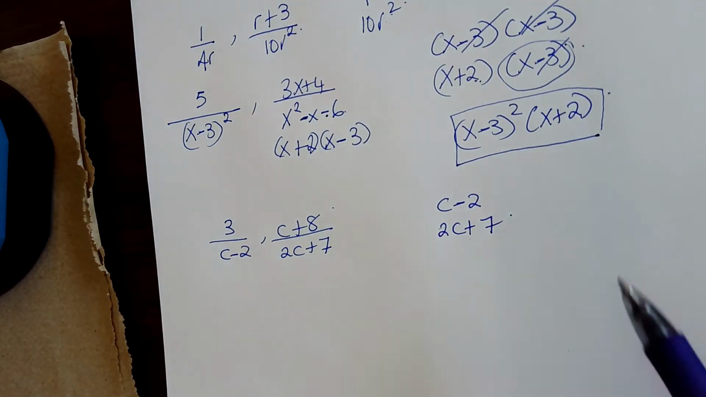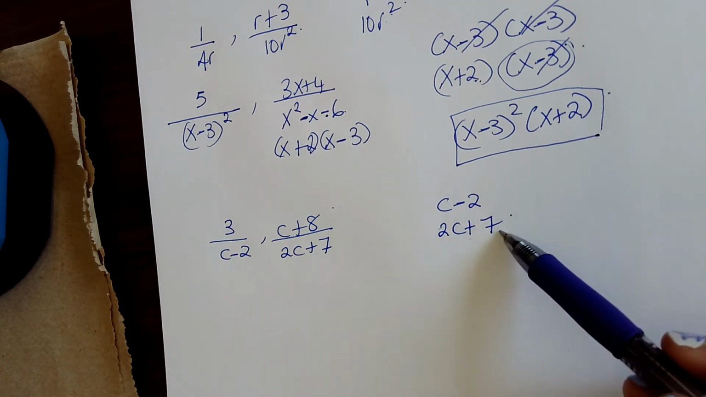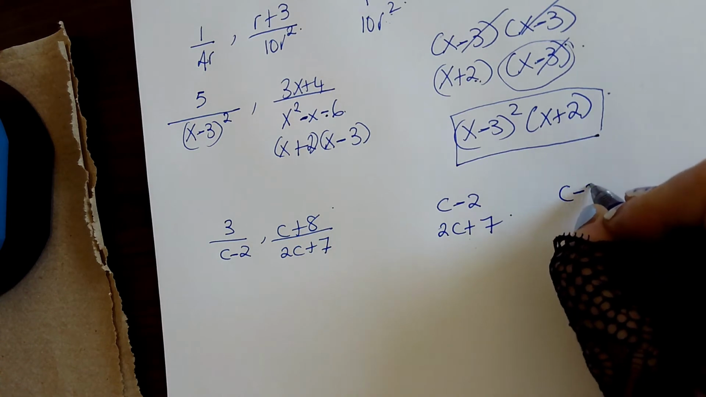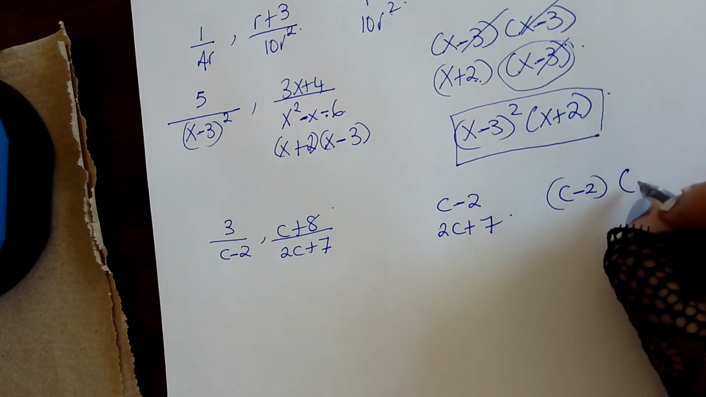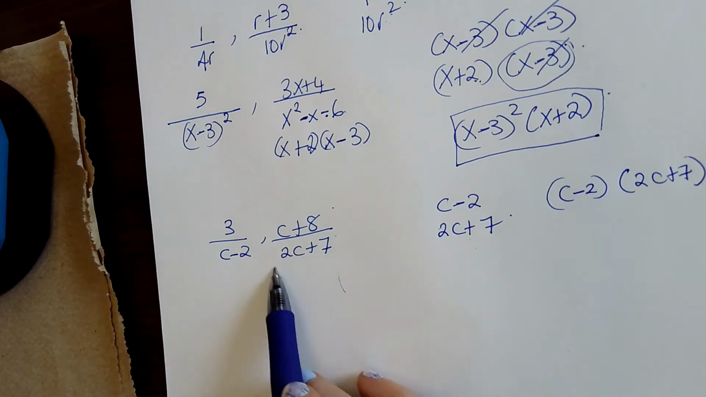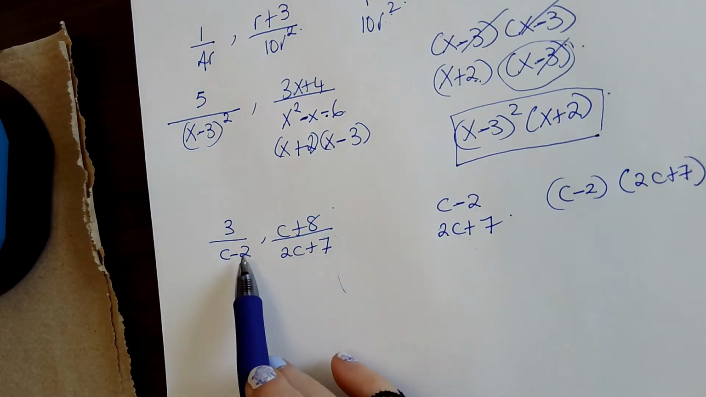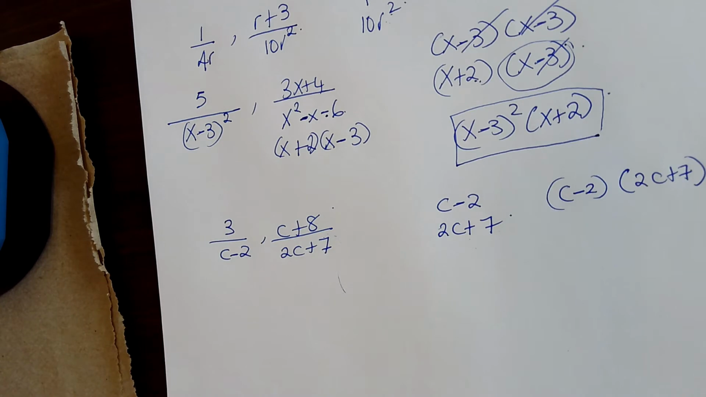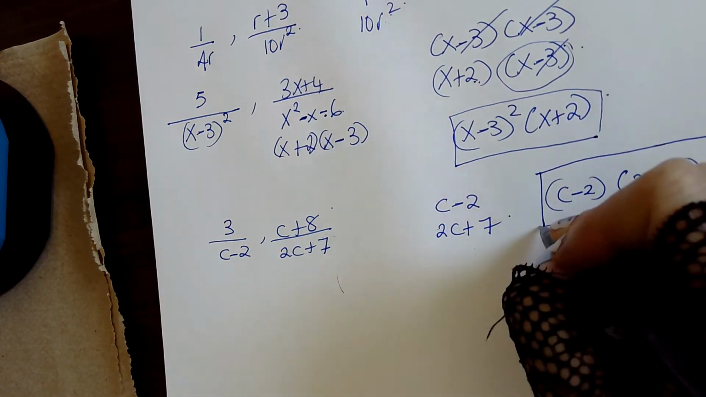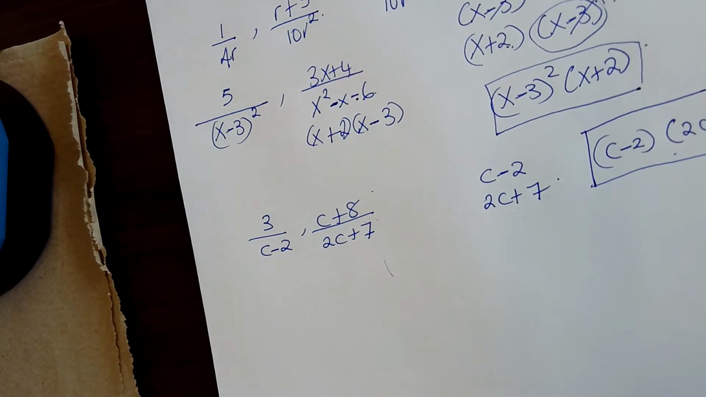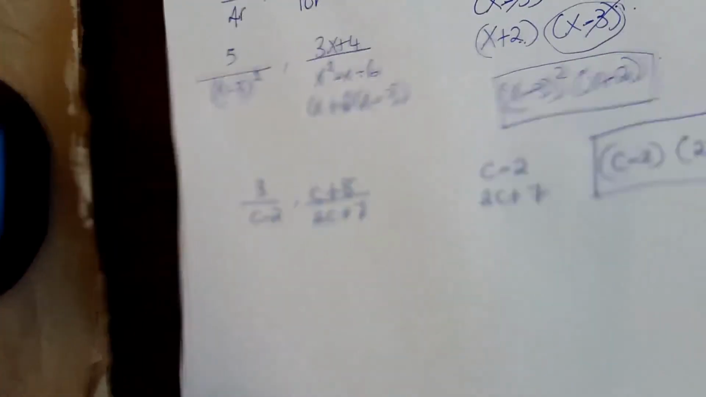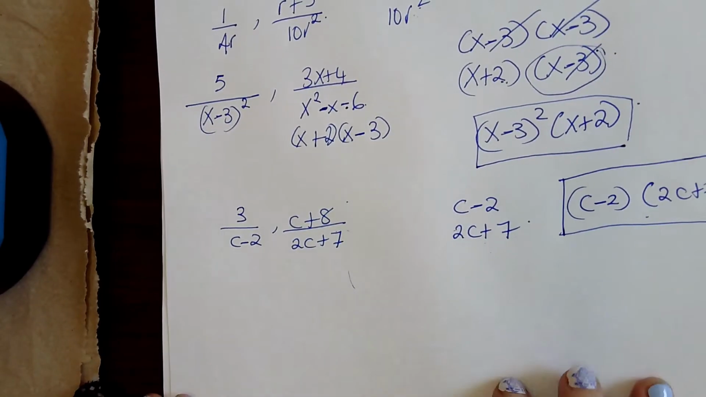So we can't take anything out. They're not the same at all. So the LCD is c minus 2, parentheses, and 2c plus 7. We've got to include everything. That includes this denominator and this denominator. Okay, so hopefully you're starting to get the hang of this. All right, I'm going to do one more. I always have extra examples, teachers' examples. Let's try one more and see.